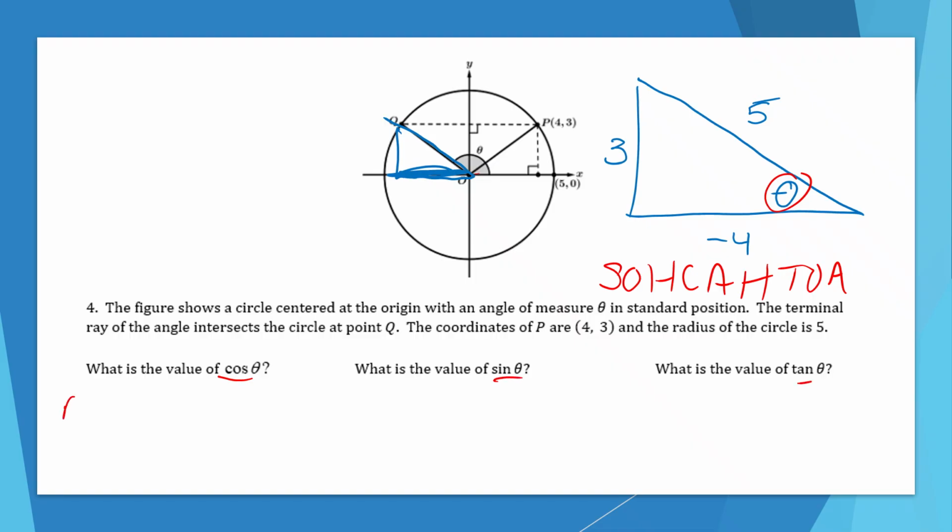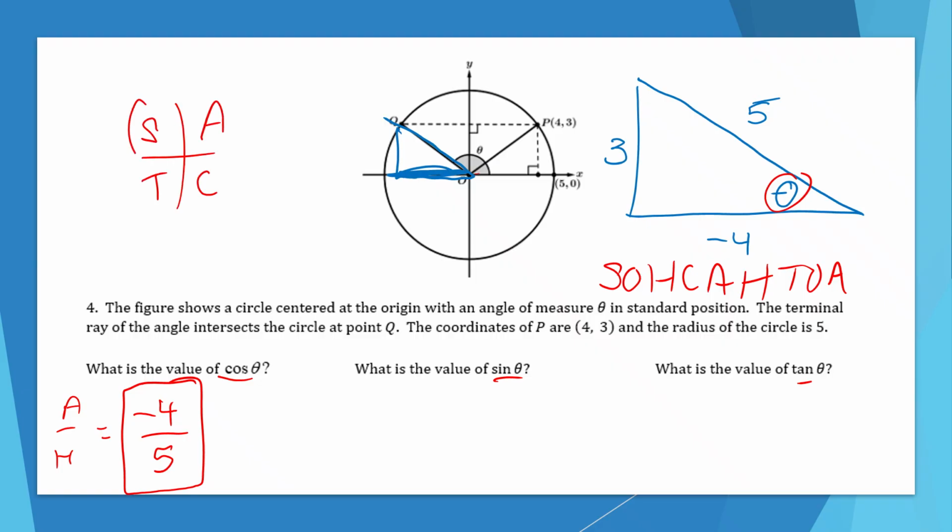So cosine is adjacent over hypotenuse. The adjacent side is -4 over the hypotenuse of 5. So that should be our answer for the first part. Notice how it's negative because cosine is negative in the second quadrant as well. So only sine should be positive here.